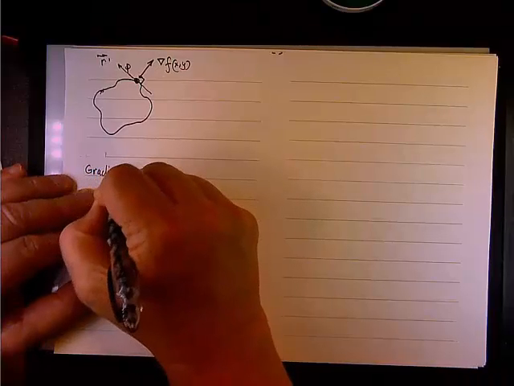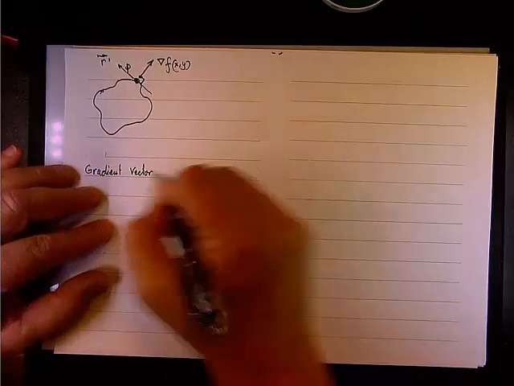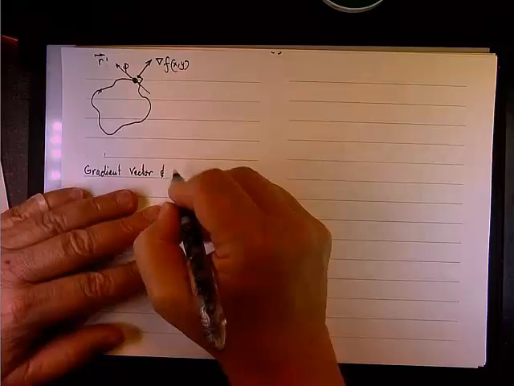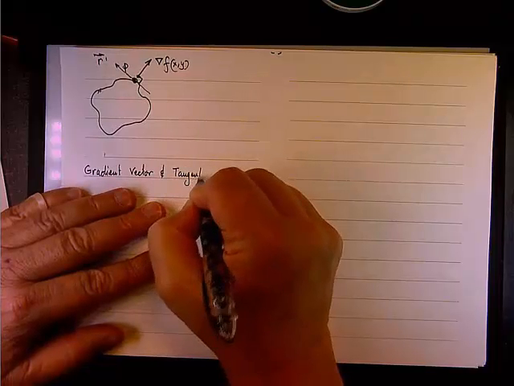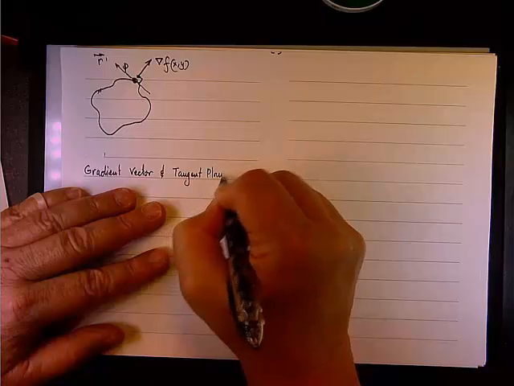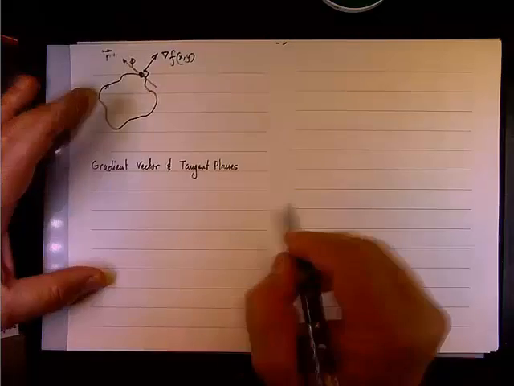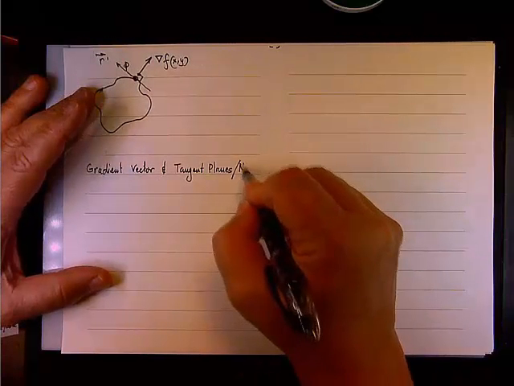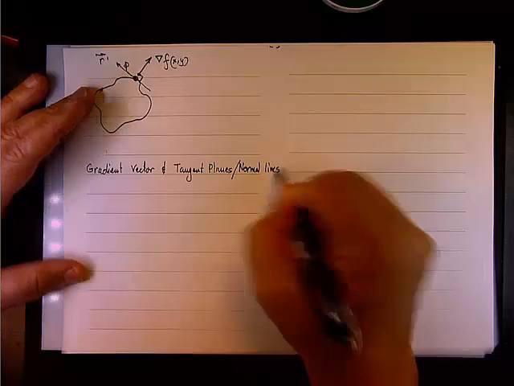Gradient vector and tangent plane. When we are talking about plane, we are talking about also normal lines, so we can write normal lines as well, slash normal lines, like so.